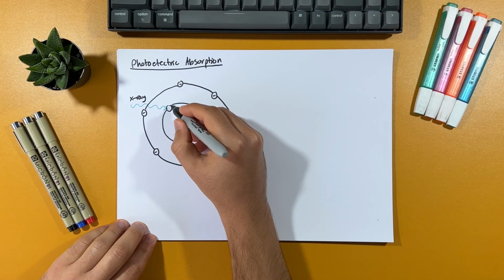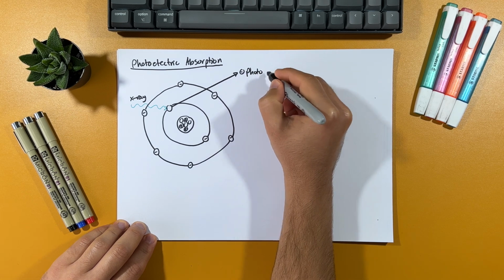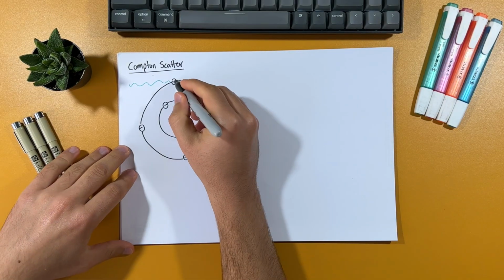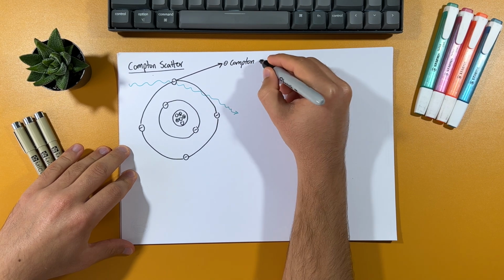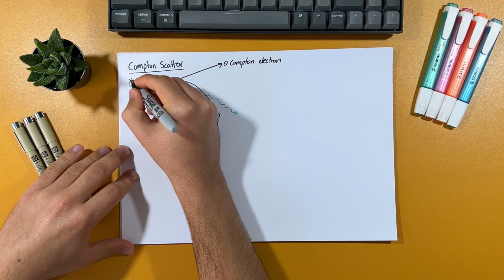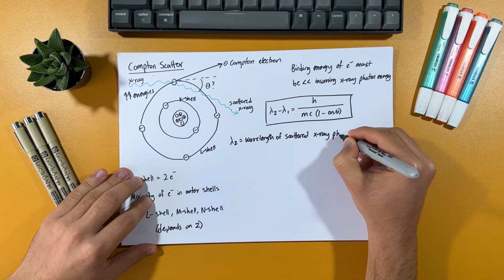Where in the photoelectric effect, we saw the energy just get absorbed with an ejected photoelectron, in Compton scatter, there is just an ejected Compton electron and the X-ray continues to propagate as scatter, but now with a slightly lower energy and a different direction. Recall this is the lambda 2 in the equation from earlier.